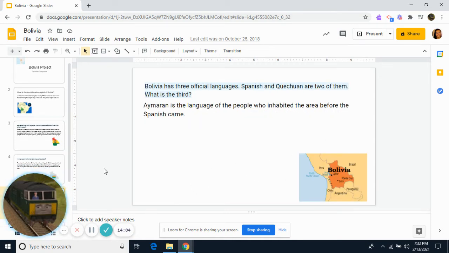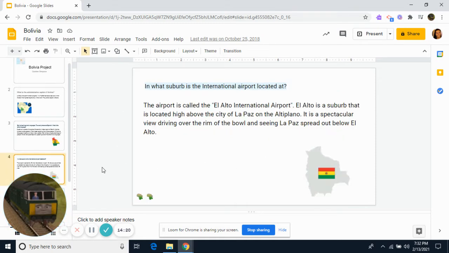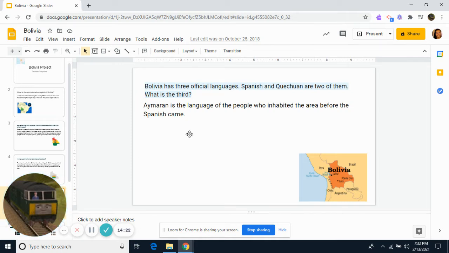Bolivia has 3 official languages. Spanish and Quechua are 2 of them. What is the third? Okay, you guys understand about this. I'll give you a hint about the third. Slide number 3 describes all of this. It's the same question.